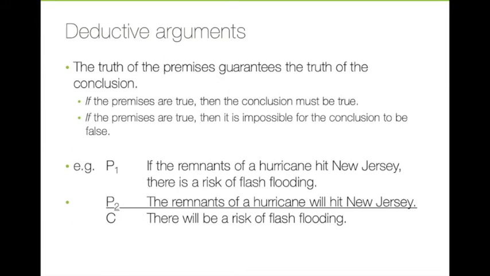Premise 1, if the remnants of a hurricane hit New Jersey, there is a risk of flash flooding. The remnants of a hurricane will hit New Jersey, so we can conclude that there will be a risk of flash flooding. So if those two premises are true, it must be the case that there's a risk of flash flooding. Of course, you could show me that one of those premises, premise 1 or premise 2, is false. But what matters for the argument to be deductive is that if they're true, that conclusion, there will be a risk of flash flooding, must follow from those premises.